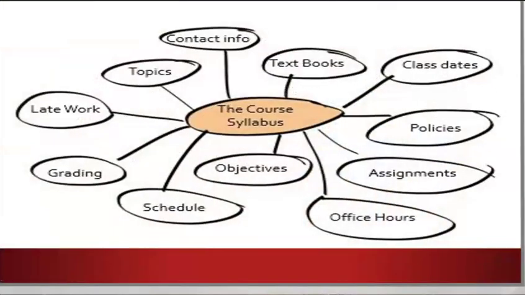And here's an example of the types of things you'll find in the syllabus. Like I said, you'll find your course objectives, your grading scale, topics, the textbook. That's very important. Class dates, so on and so forth. All these things are found in the syllabus, and we're going to take a moment to discuss a few of these things, especially what is your course objective, right?